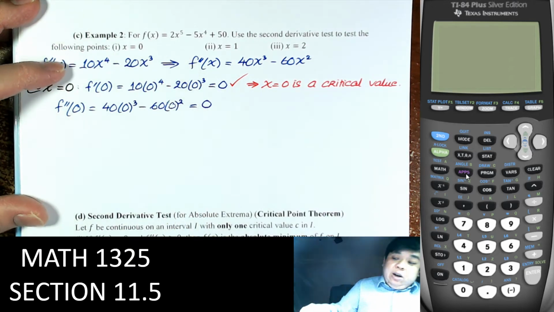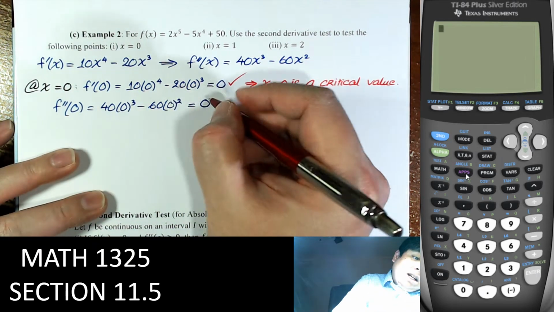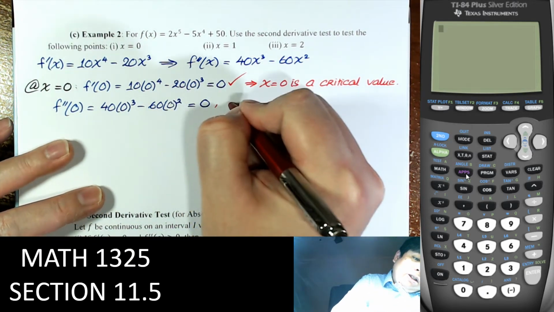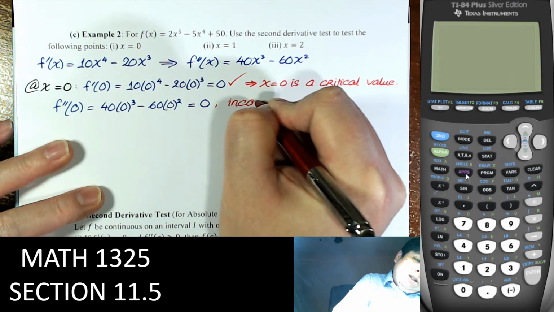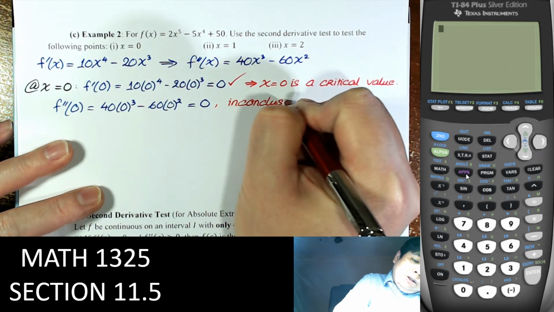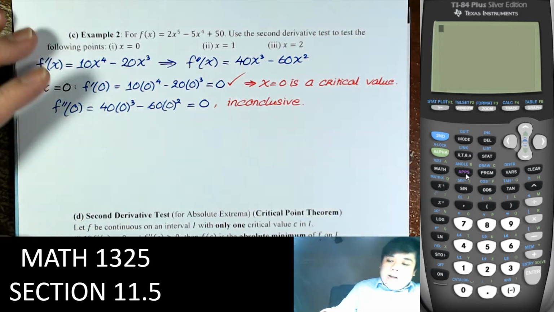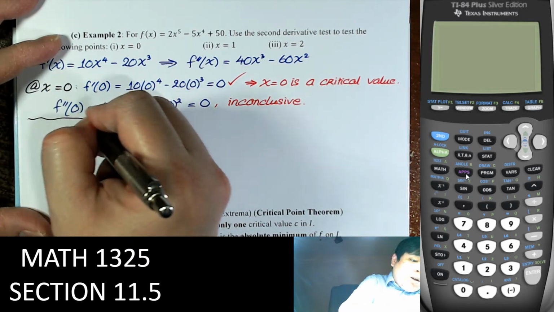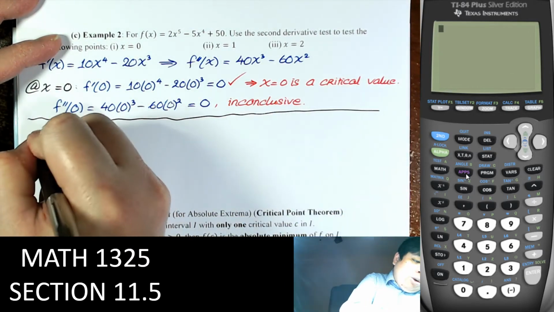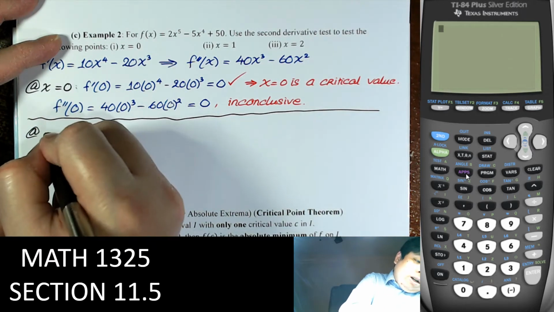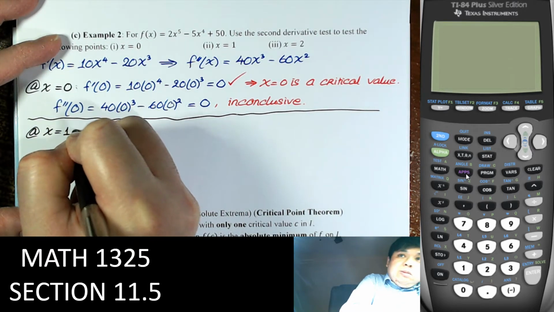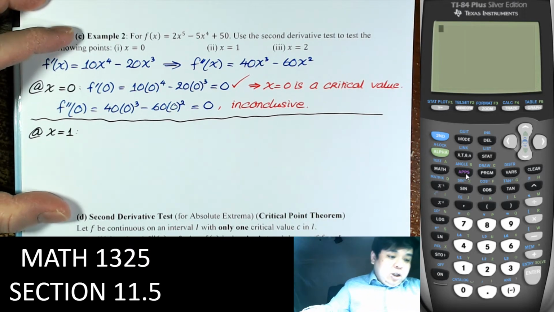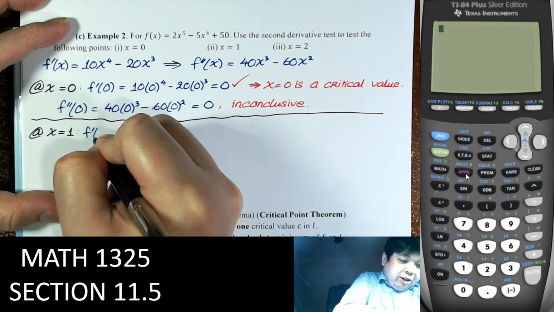Well, second derivative equal to 0, so that is inconclusive. Right, that's the first point. Next we go to the second point, x equal to 1. So we need to put 1 into the derivative.